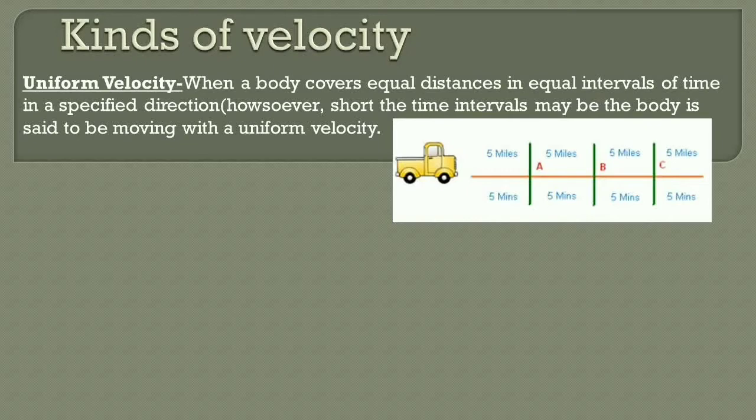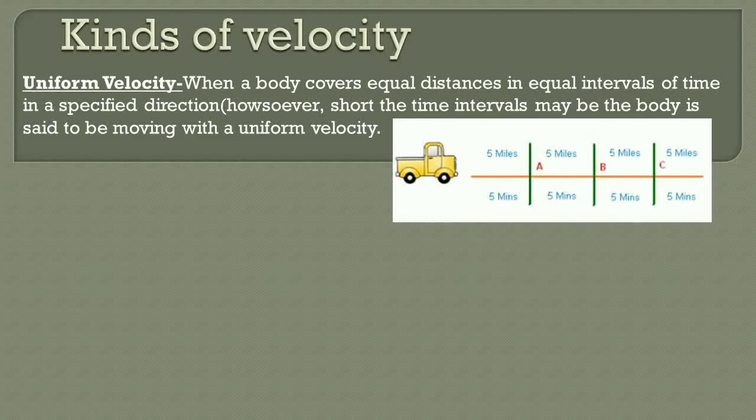Actually, a body may have uniform velocity only if it covers equal distance in equal intervals of time. That means the magnitude, that means the numerical value, does not change, and its direction remains the same. If either of the two conditions is not fulfilled, then the body will not be moving with the uniform velocity but with the variable or the non-uniform velocity.